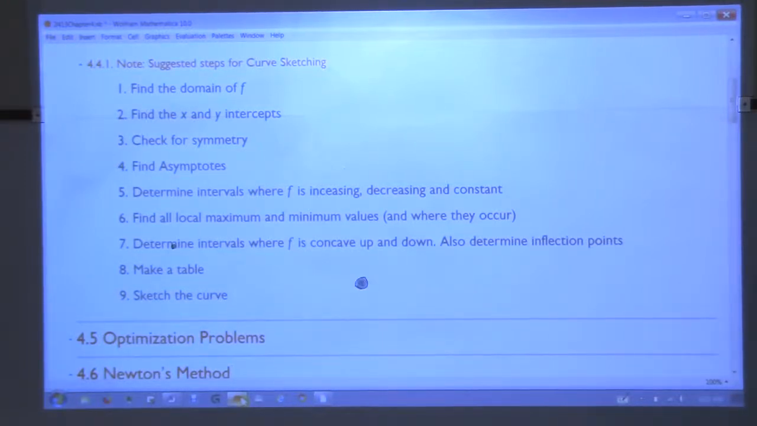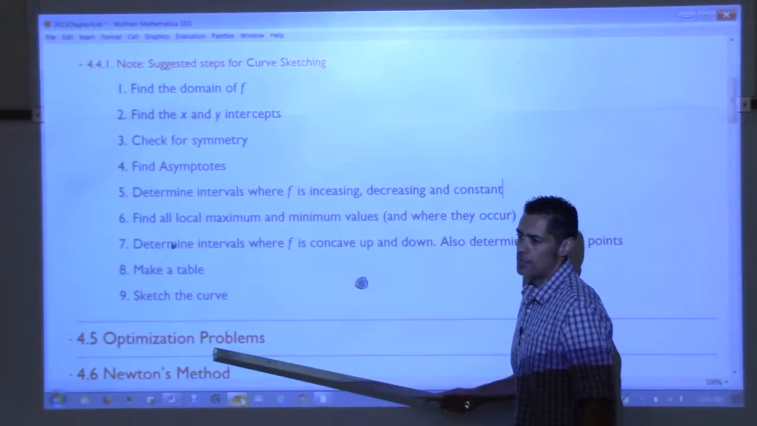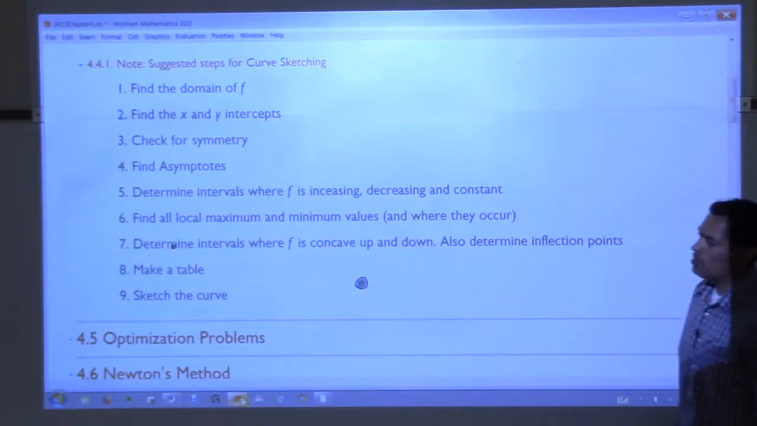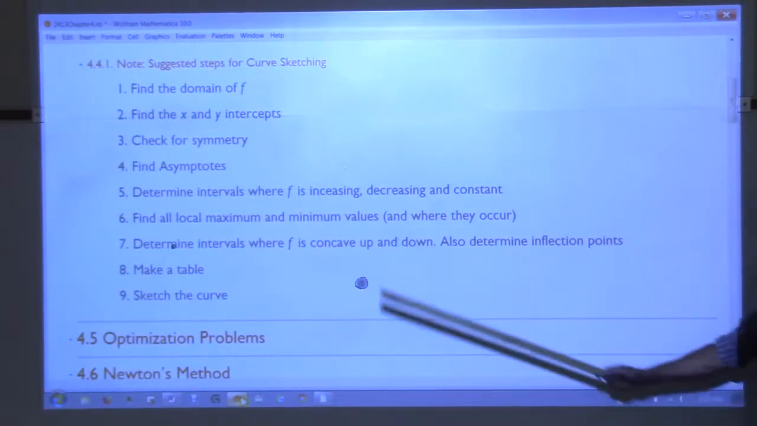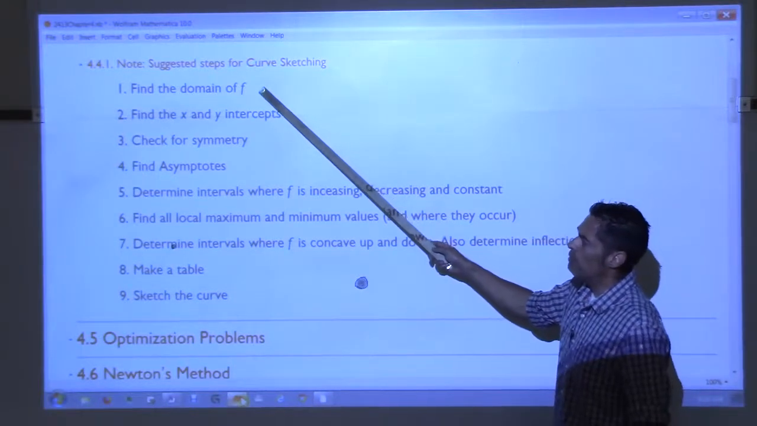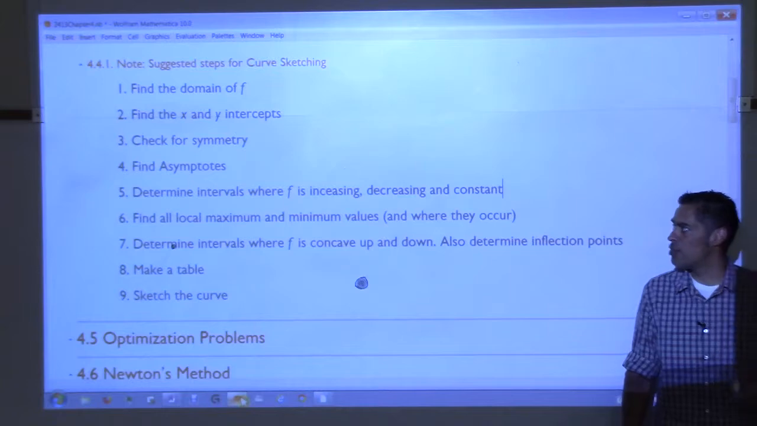So this is a 9-step process. The book, I think, has a process that's a little bit more involved. And let me just say that you don't have to do each of these steps, but each of them could be helpful when you're trying to put the graph together. So the first thing we'll do is look at the function and find its domain, making sure we understand the things that can and cannot be plugged into the function.